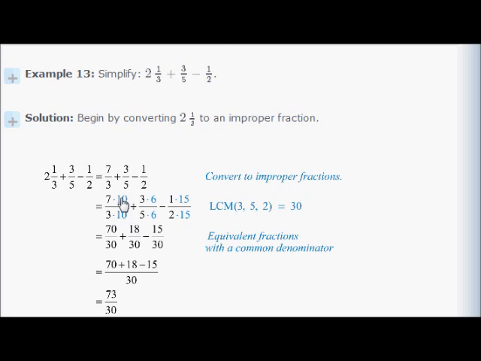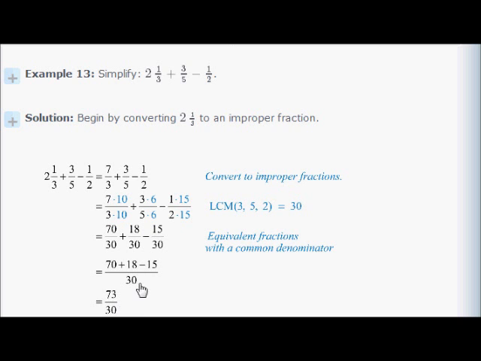All right? So now you can just add them up. And subtracting a positive number is the same as adding a negative number. So 70 plus 18 is 88. Okay, just remember that 88. And then we're subtracting 15. 88 minus 15 is 73, which is a prime number. So we can't reduce this anymore. And we have 73 over 30, but the question was asked using a mixed number. So maybe the people asking the question want us to have a mixed number in the result.